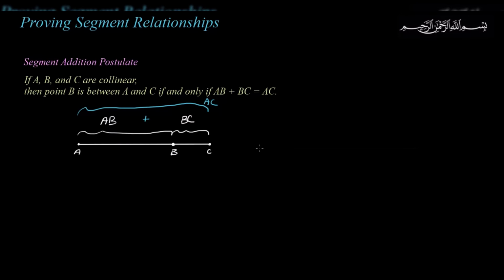so we can memorize it in its proper form. The segment addition postulate states that if A, B, and C are collinear, then point B is between A and C if and only if AB plus BC is equal to AC. That is, the three points are collinear only if the two baby segments add to give the one big segment. Now, this segment addition postulate allows us to do many things. It opens doors for us to prove many relationships between segments, and that's what we shall try to do in the next couple of examples, inshallah.